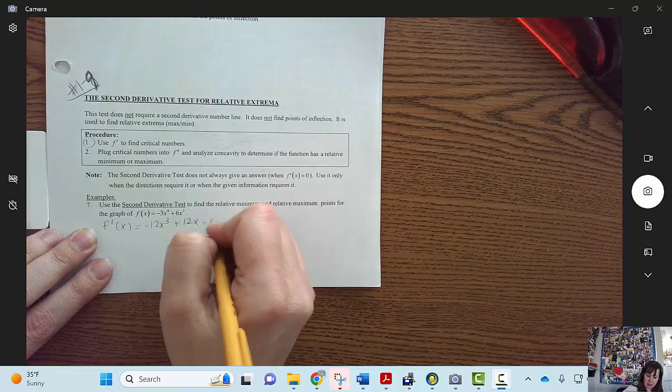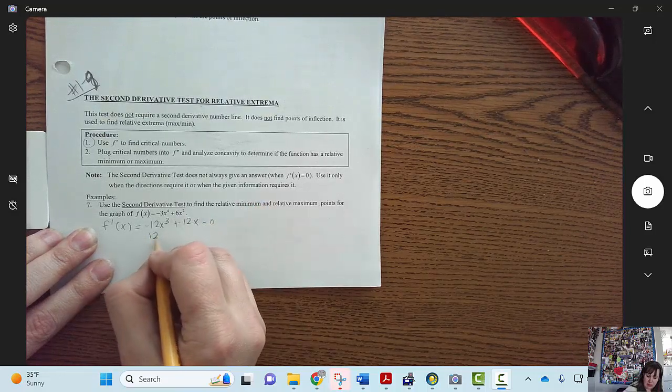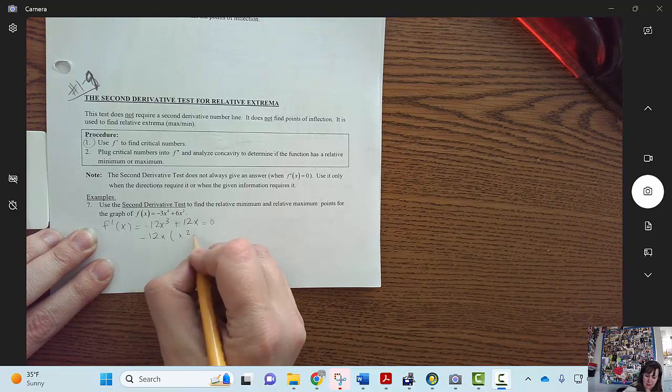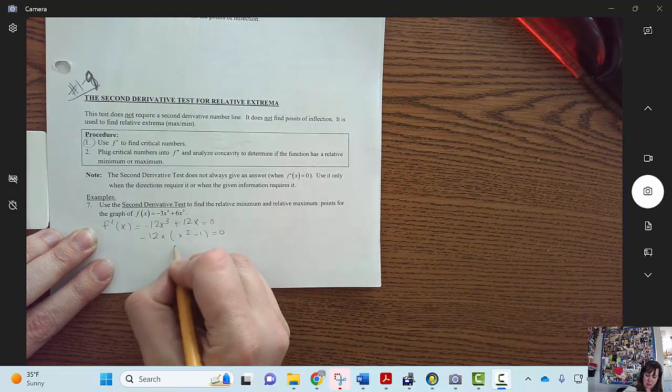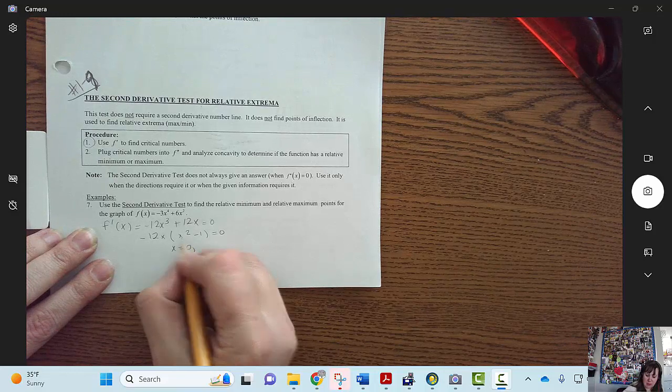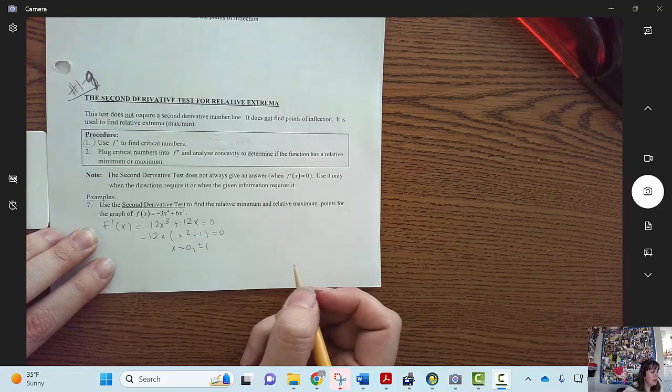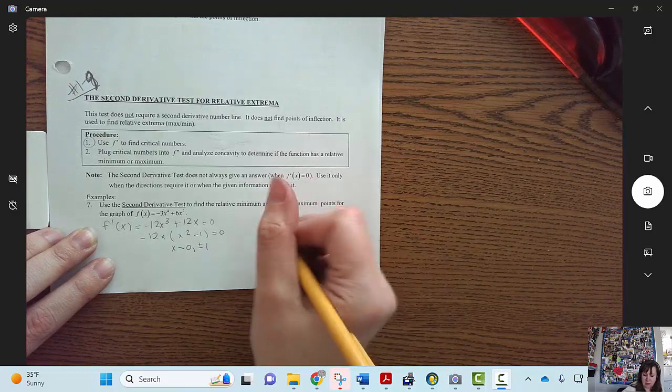And we would set that equal to 0. So I'm going to factor out a negative 12x here. So it looks to me like our critical values are 0, and I know I could factor that some more, but rather than do that, I just know that I can identify 0, positive 1, and negative 1 there.